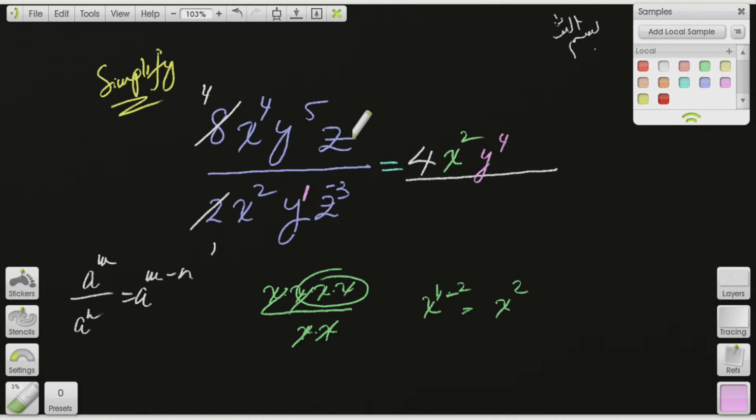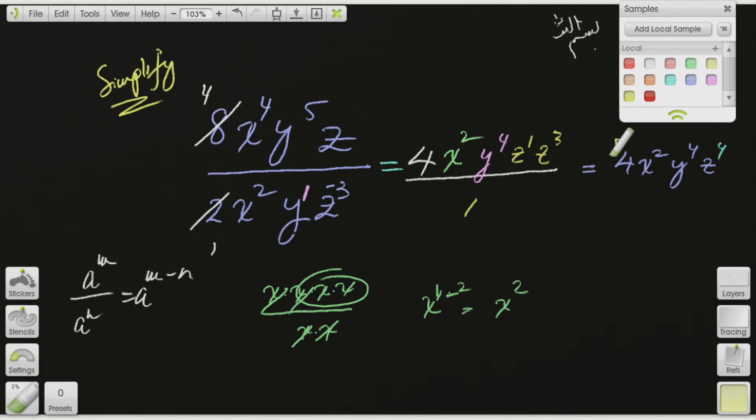Now look at the z's. There's 1 on the top, there's negative 3 on the bottom. Okay, just do it in baby steps over here. So z to the 1st, bring the z up, z to the 3rd it becomes. There's nothing left on the bottom except for 1. Okay, so this simplifies to 4x squared, y to the 4th, and z to the 4. Okay, so that would be the simplified answer to this.